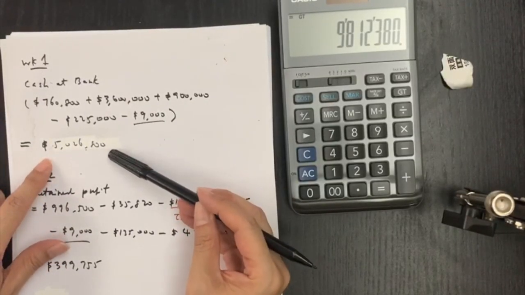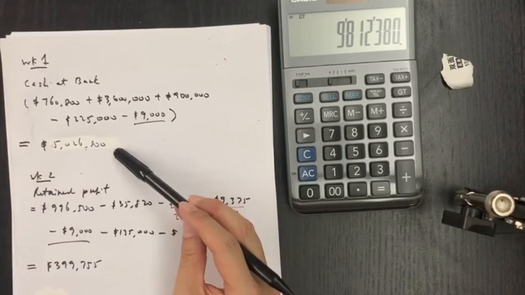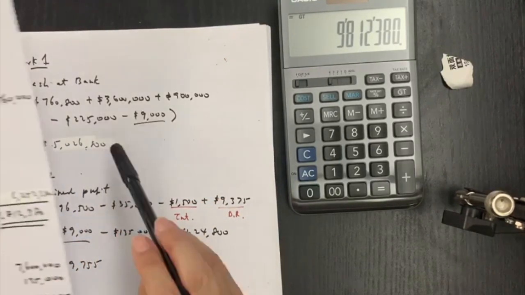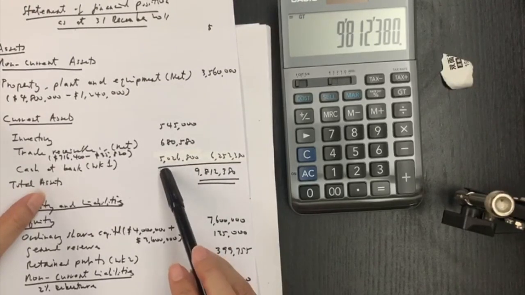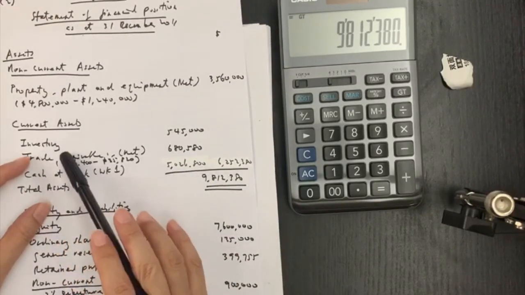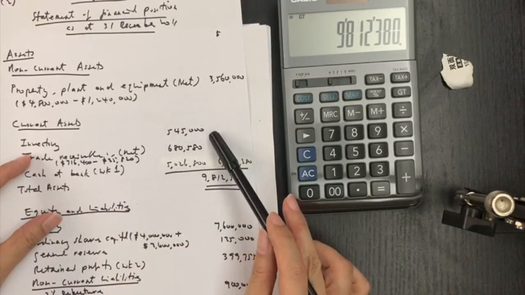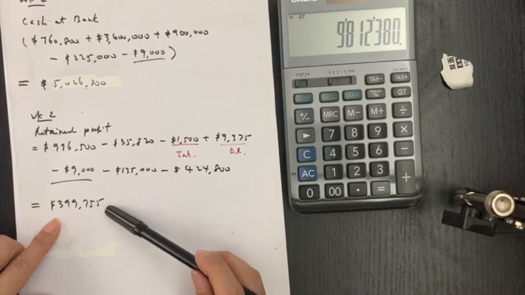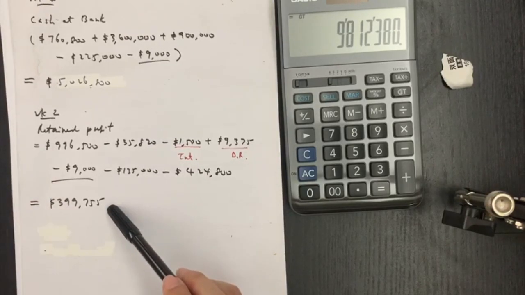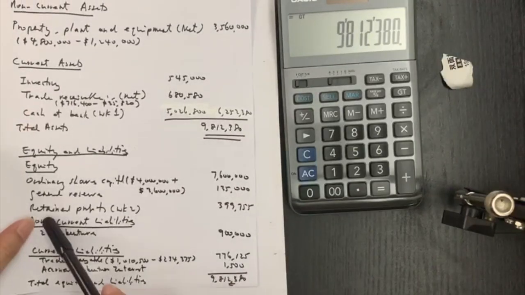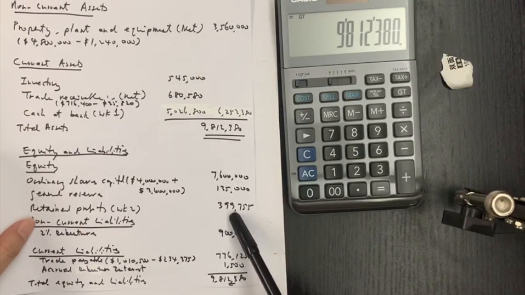This is the working for showing cash at bank. You use your calculator, you get this 5,026,800, so you go to your statement of financial position, you have this. And then for inventory, since there are no adjustments, you simply copy from the trial balance. And now you can close and use your calculator to work out the adjusted retained profit, and it's 399,755. So here is retained profit 399,755.